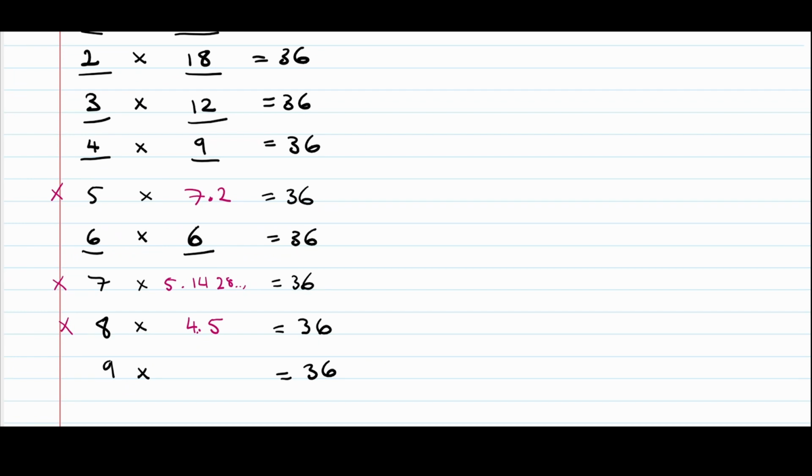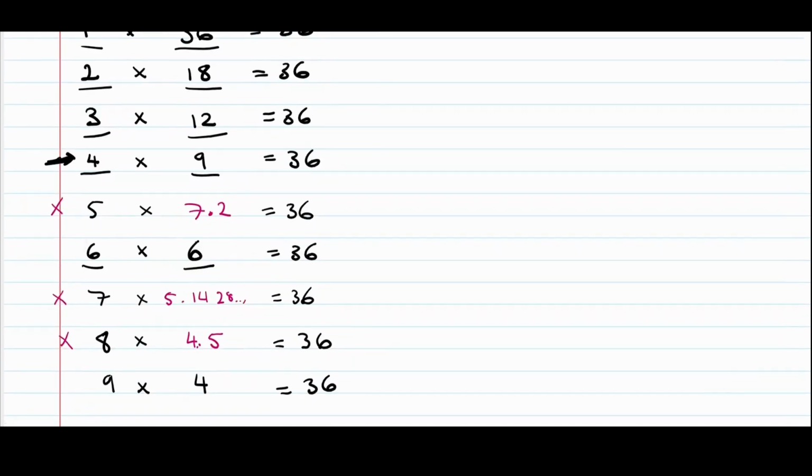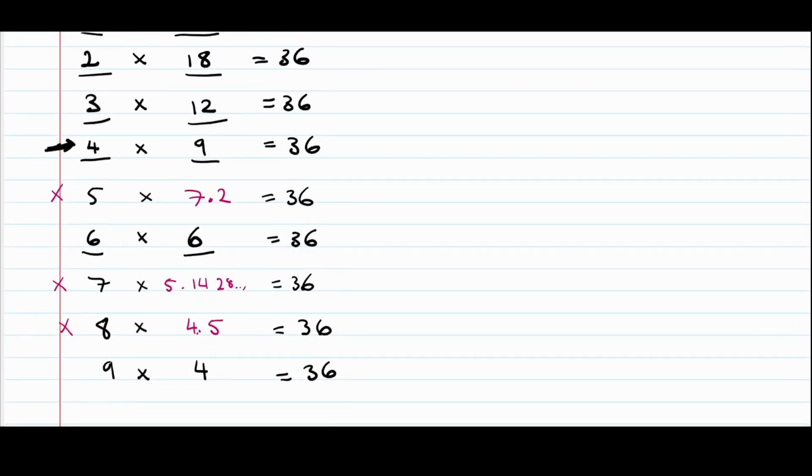Let's move on to 9. 9 times something gives you 36. Well, we know from the 9 times table that 9 times 4 gives you 36, so that's a factor pair found. But we already found a factor pair earlier that involved 9 and 4, and it's this one right here, the 4 times 9 that we see. So we've already found that pair.